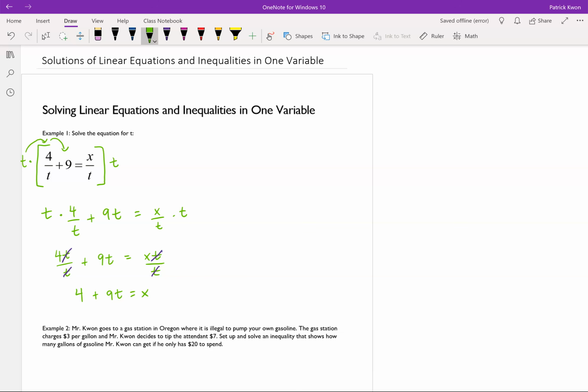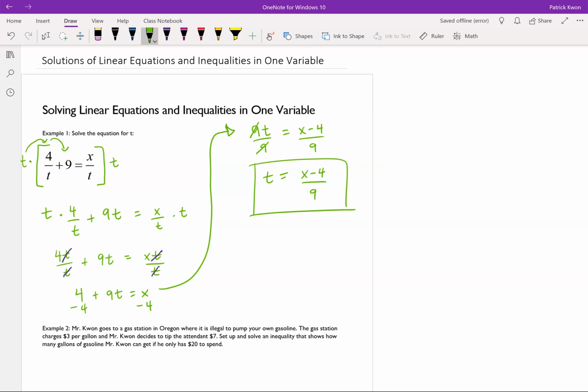And I'm solving for t, so I'm going to bring this back up here, and I'm going to subtract 4 on both sides. So then we get 9t is equal to x minus 4, and then I'm going to divide both sides by 9. And so we get t equals x minus 4 over 9. Okay.